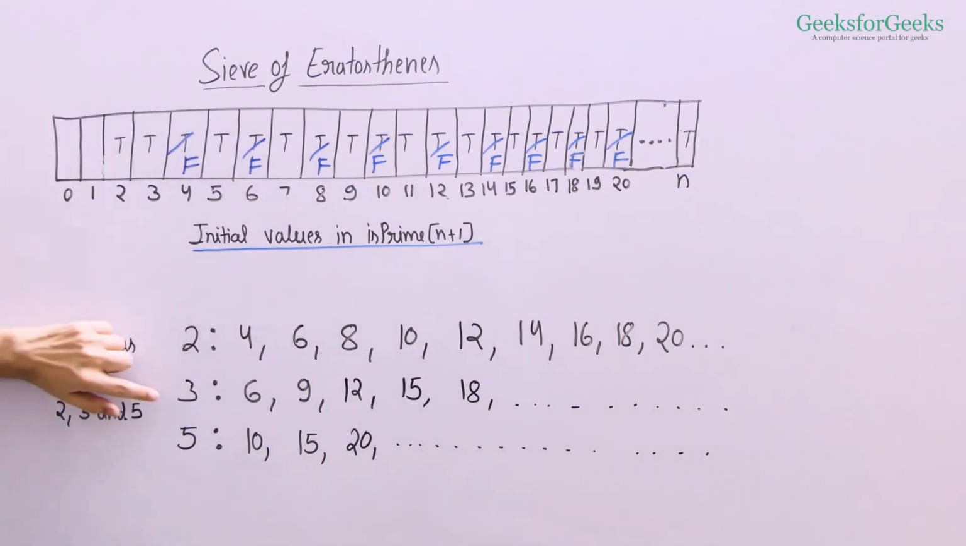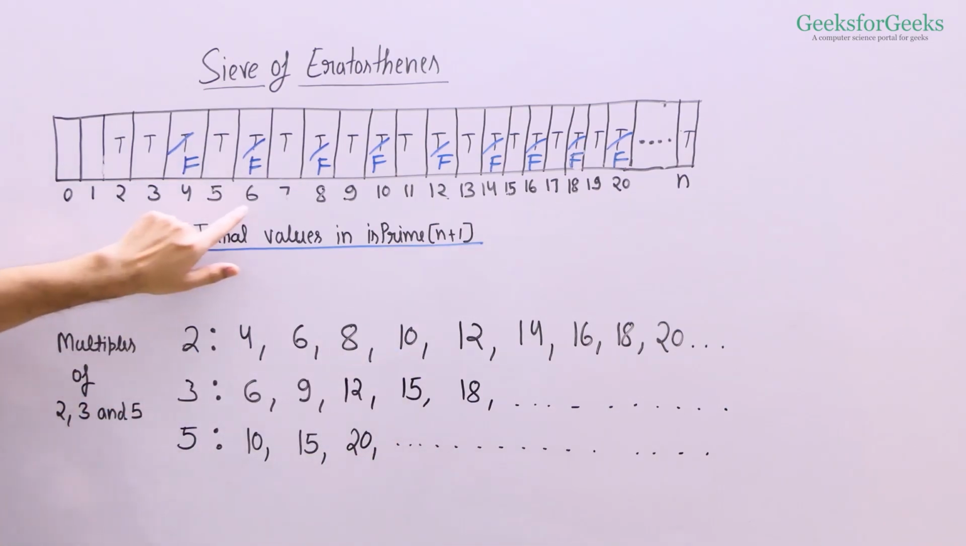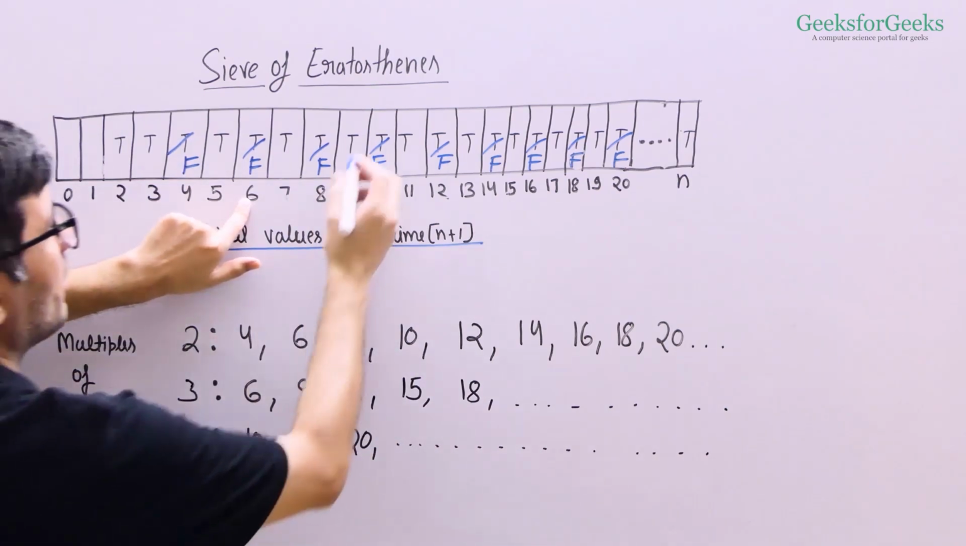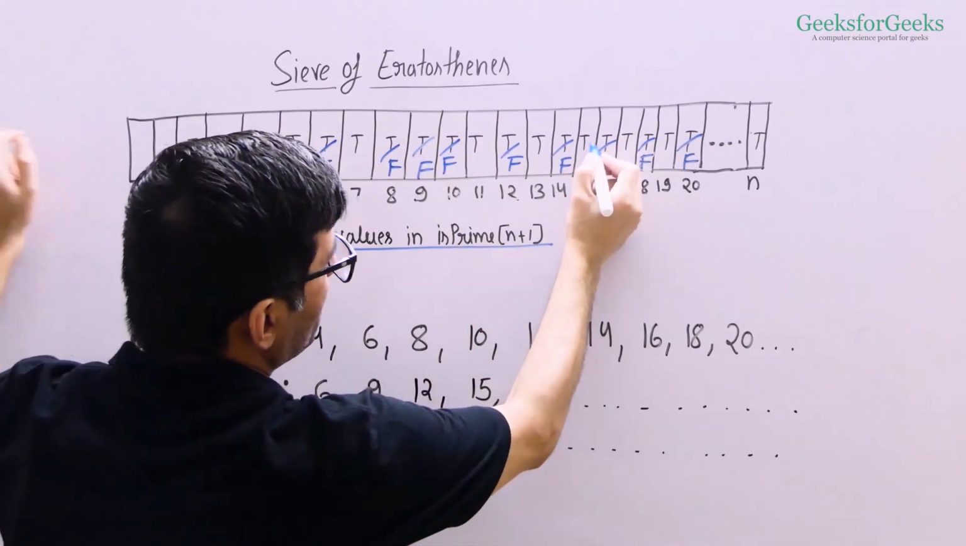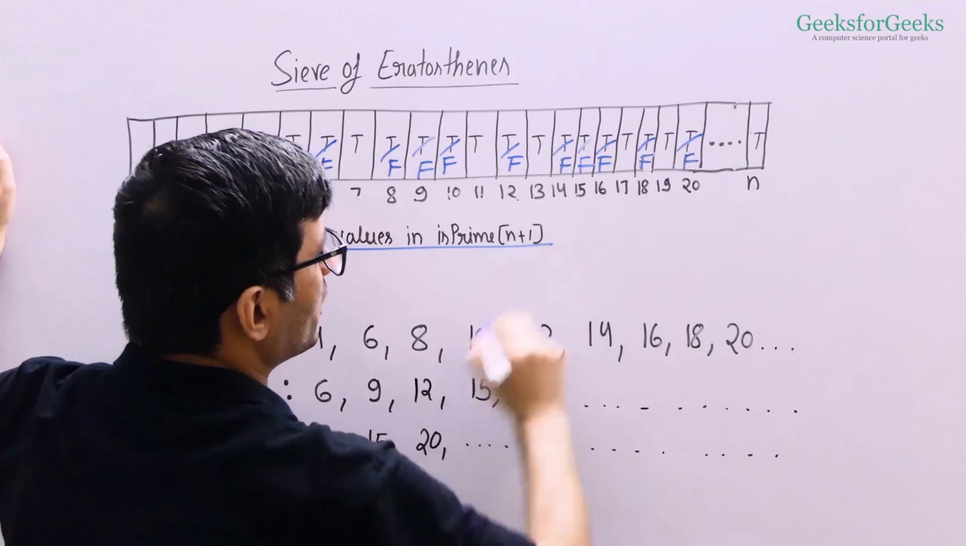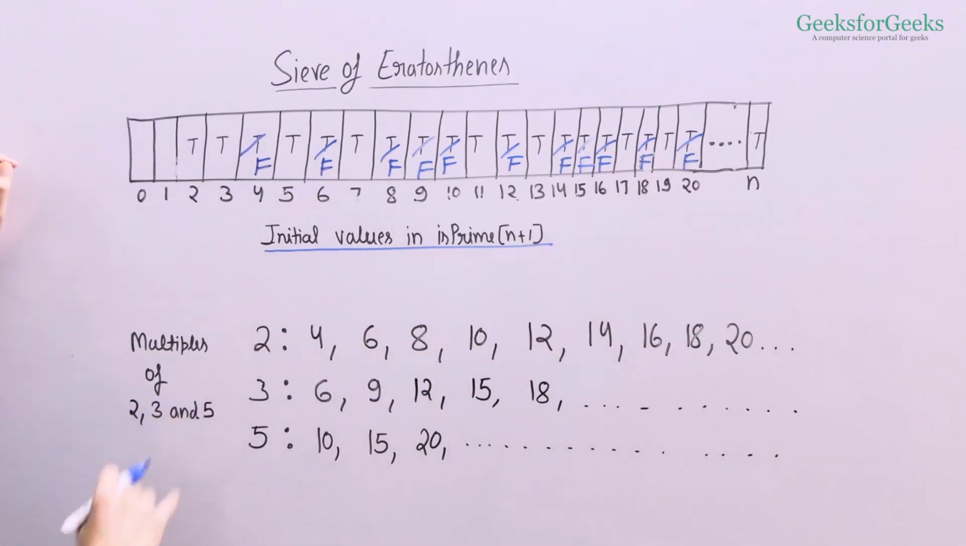Now we come to 3. And we mark its multiples also as false. 6 is already marked as false. We mark 9 as false. 12 is already marked. So we come to 15 and we mark it as false. Then we come to 18. 18 is already marked. So that's how we mark the multiples of 3.